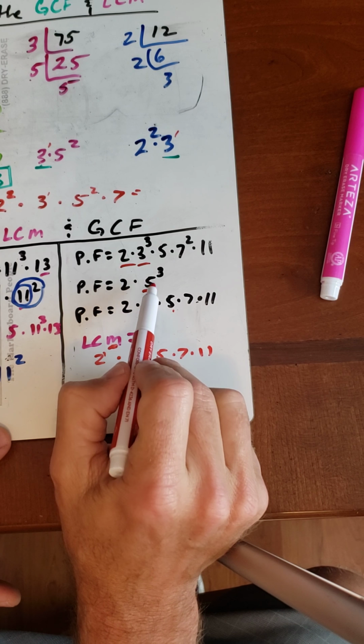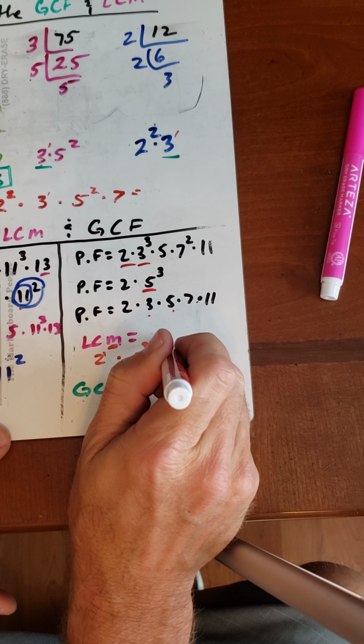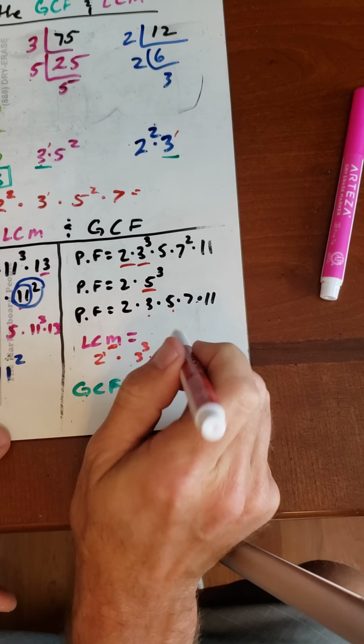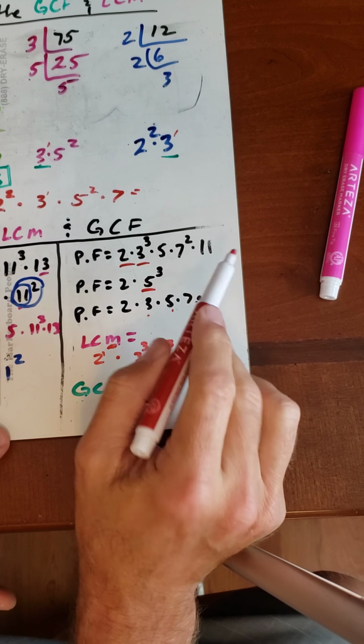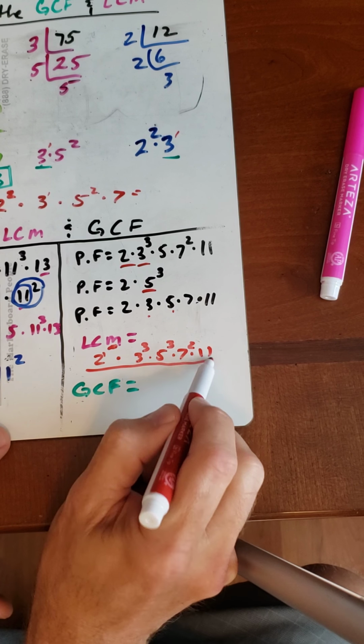I look at my 5's. I have 5 cubed and 5 and 5, so I'm going to use 5 cubed. At 7, I have 7 squared and 7 to the 1st, so I'm going to use the squared. And then my 11's are just 11, so that's it. So this is my answer right here.